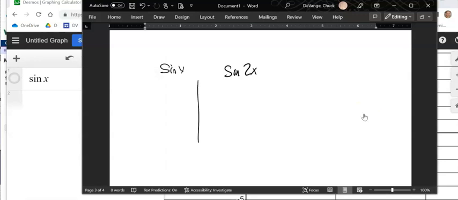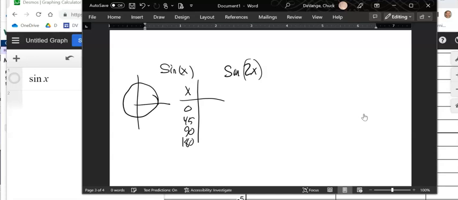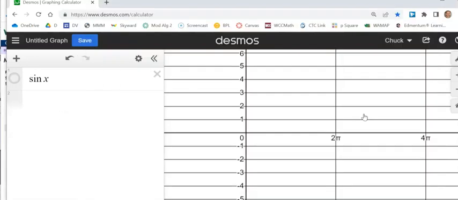What I want you to notice is I'm taking sine of some value in both of these cases. 2x grows faster than x. Here's what I mean by that. If I run x through these values like 90, 180, etc. Let's actually do 45, 90, and 180. As x goes around that circle, we can think that x is that angle, and we're taking the sine of it.